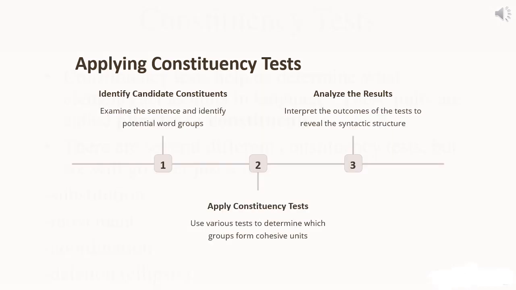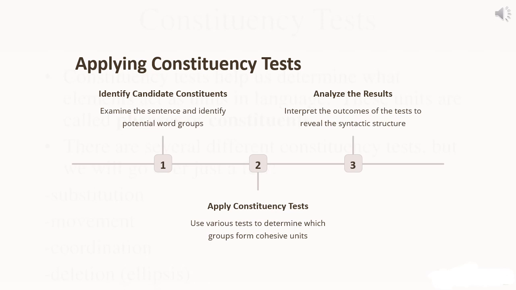So now that we know what the types of constituency tests are, let's see how to use them. Now that I know there are constituents, I know constituency, I know there are types of constituency tests, but how to use them? The first thing I need to do is identify candidate constituents. I need to examine the sentence and identify potential word groups, like in our example before, the students saw a movie.